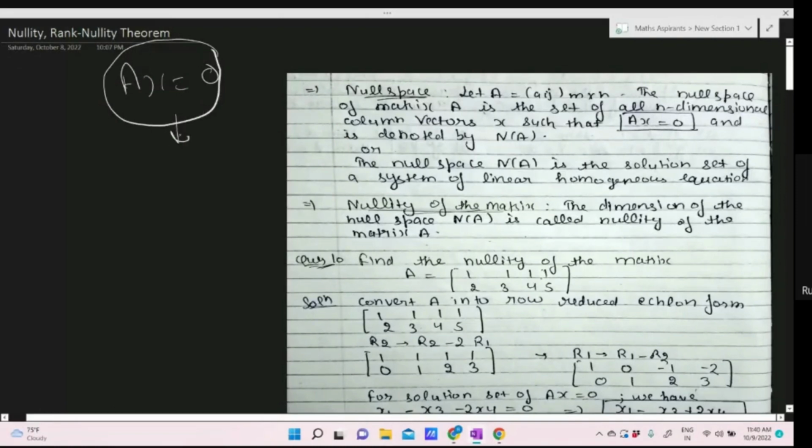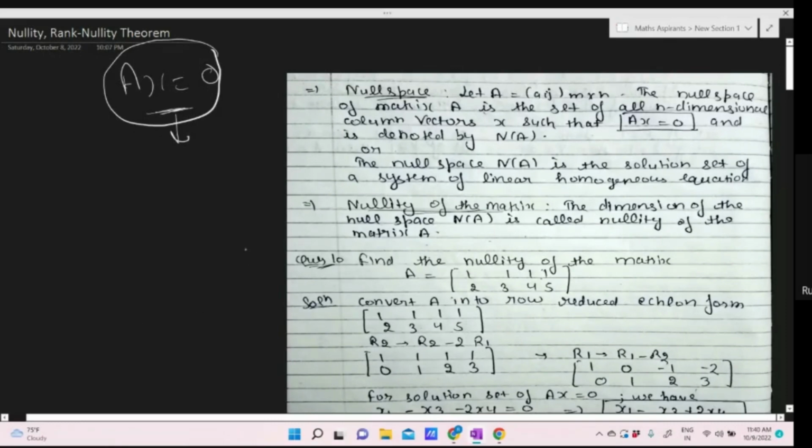Now, nullity of the matrix. The dimension of the null space of the matrix A is the nullity of the matrix. That is, we can say that the dimension of the solution space of this linear system of homogeneous equations is known as the nullity of the matrix.